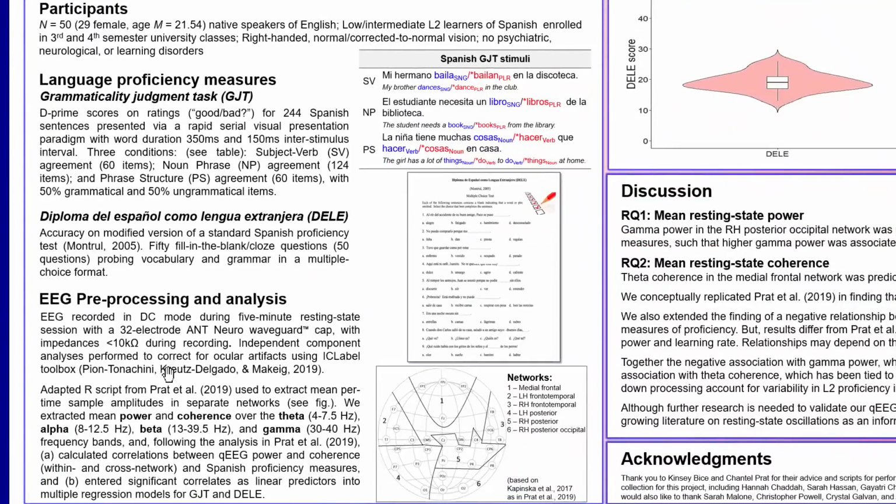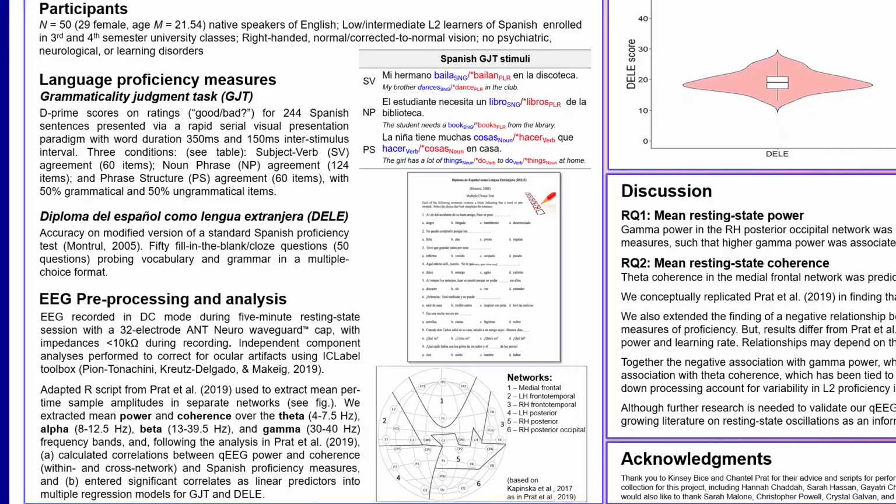On to the methods. Our analysis included 50 low to intermediate second language learners recruited from 3rd to 4th semester university Spanish courses, all of whom reported being native speakers of English. To measure Spanish proficiency, we utilized two language proficiency measures, a grammaticality judgment test, or GJT, which utilized grammatical structures that speakers were familiar with from class, and the DELE, which assessed general Spanish proficiency.